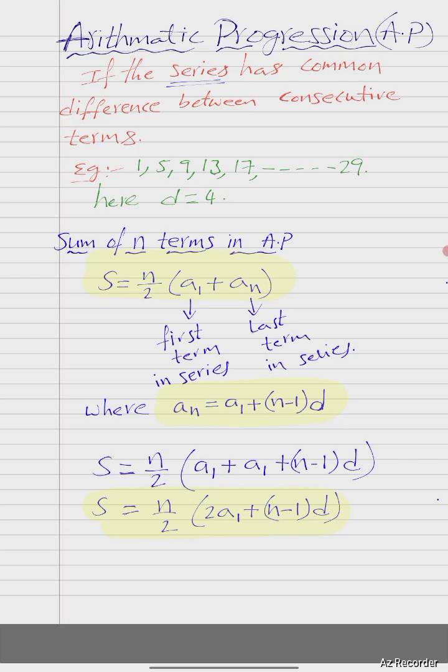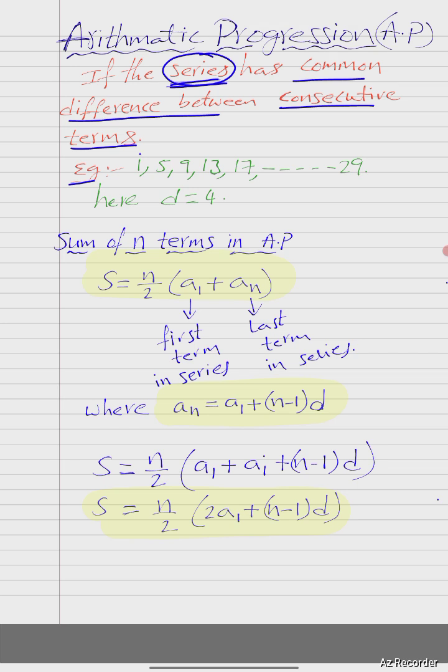What is arithmetic progression? Suppose in a series the consecutive terms have a common difference, then we say that that series is in an arithmetic progression. Here I have provided one example: 1, 5, 9, 13, 17 and so on up to 29.